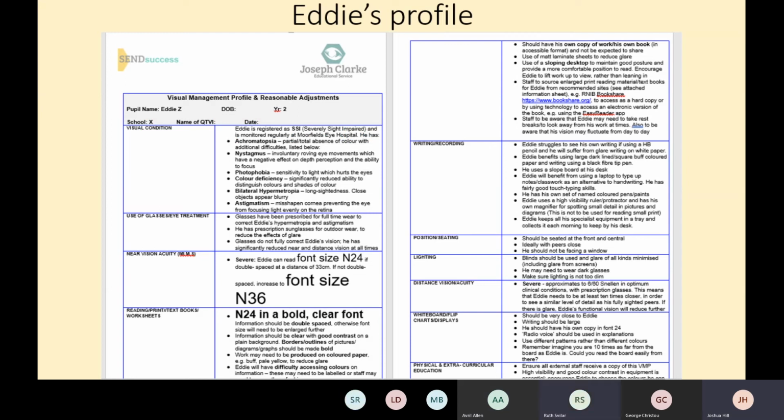Hi, it's Ruth again. This is Eddie's profile, and we provide profiles like this to schools after we've done our initial functional vision assessment. We also provide them at transition stages. For example, when a child moves from preschool to primary school, or primary school to secondary school, or secondary school to sixth form provision, or if a child happens to move to a new school, we would provide a profile similar to this.